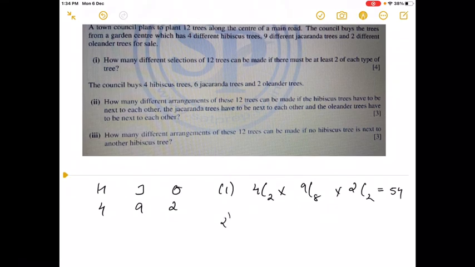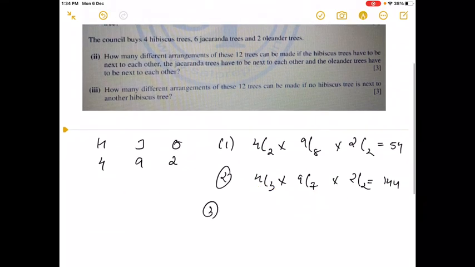Second possibility could be, I am selecting 2 of oleander first. Now I am making hibiscus 3 and I am selecting the remaining 7 jacaranda. That will give me 144 with calculator. The third possibility could be again 2 oleander. Now I am selecting all the 4 hibiscus and I am selecting the remaining 6 jacaranda. That will give me 84.